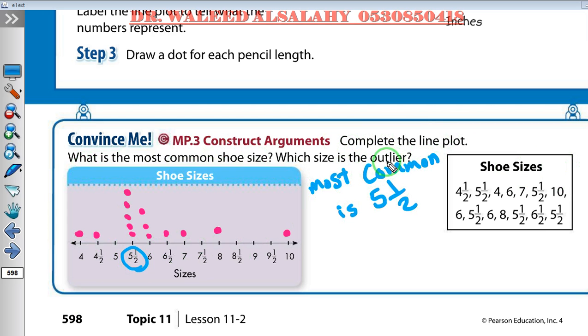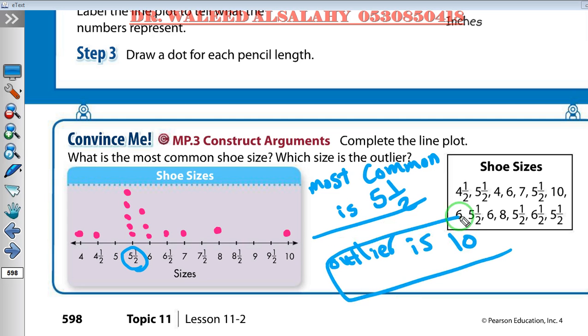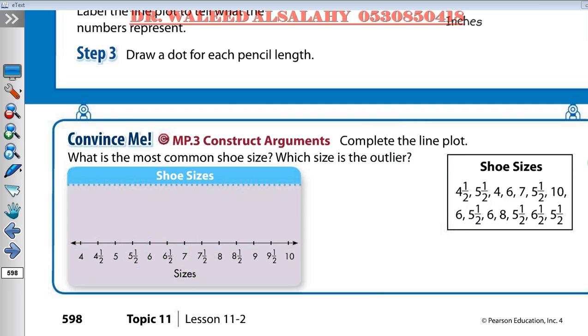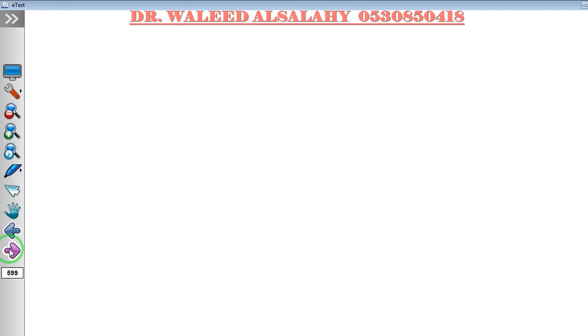What is the outlier? We explained before the outlier. The outlier is the number that is so far from the other numbers. So the outlier is 10. These are the answers. You have to copy. You have to complete the line plot. He needs 3 parts. The most common we did, alhamdulillah, 5.5 because it has more dots. The outlier is the number that is far, so it's 10. That's it. We can go to the other page.